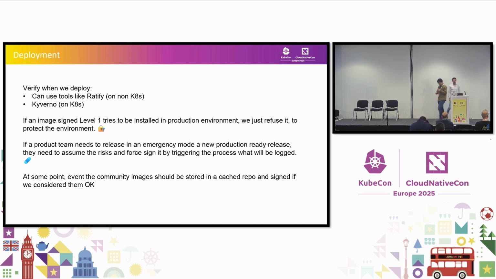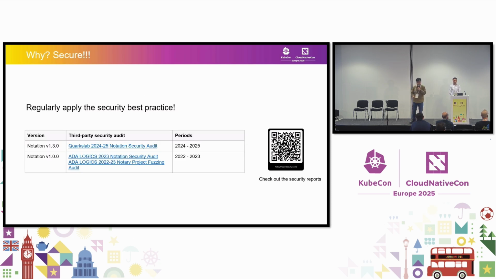Yeah, thanks, Guillaume. So let's talk about why you should choose Notary Project. So first, secure. So we are a security tool, right? So ourselves should be secure. So for Notary Project, we regularly apply security best practices by going through security audits by third parties. As you can see in the table, from our very first major release, we have done 2 security audits in 2022, 2023, and last year, 2024, 2025, we also did another security audit on 2 important features. One is the timestamping, another is the revocation checking. So our quality is best in class. And we plan to do another security audit probably later this year, early next year.